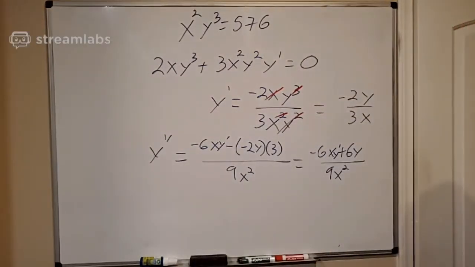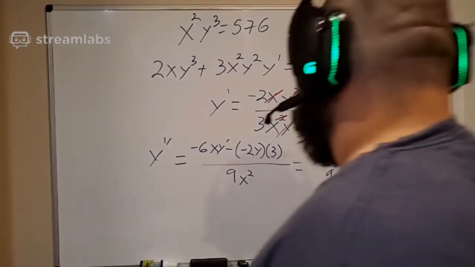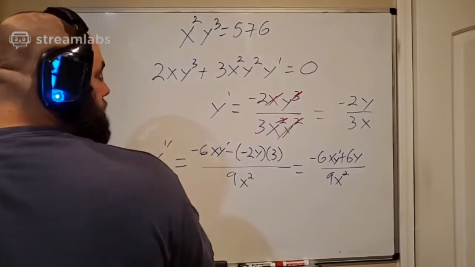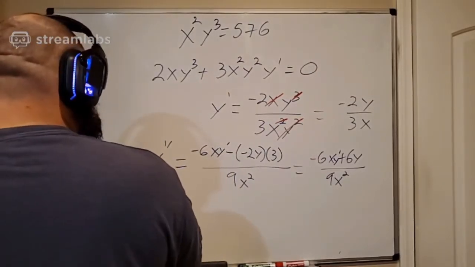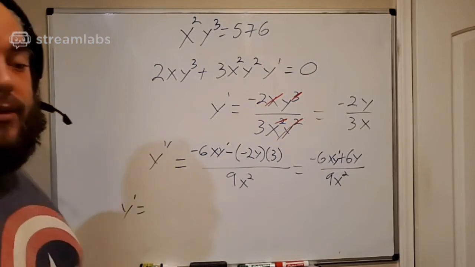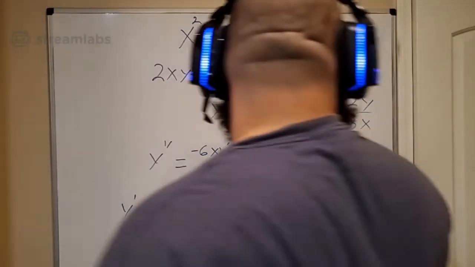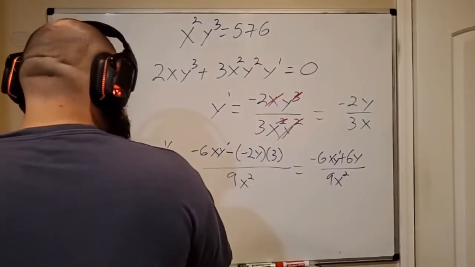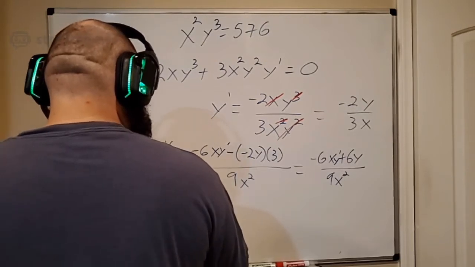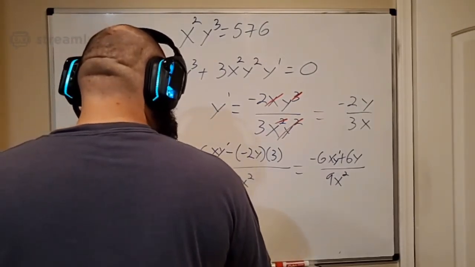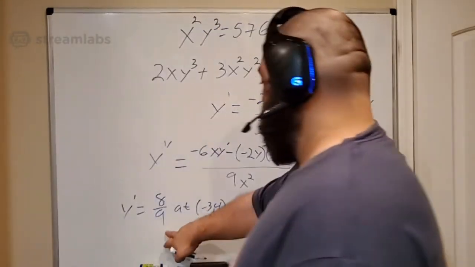Okay. So at this point, you just plug in your negative 3 and 4 everywhere. So I would obviously do the y prime first. So we get that y prime is equal to, what did I say those numbers were? Negative 3, 4. So you get 8/9 at negative 3, 4. So I get a positive value for that. Did I do that right? I did. Okay.